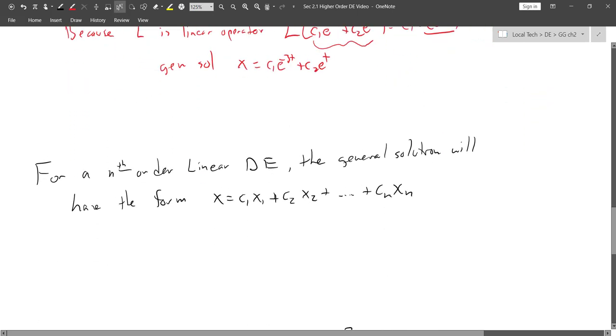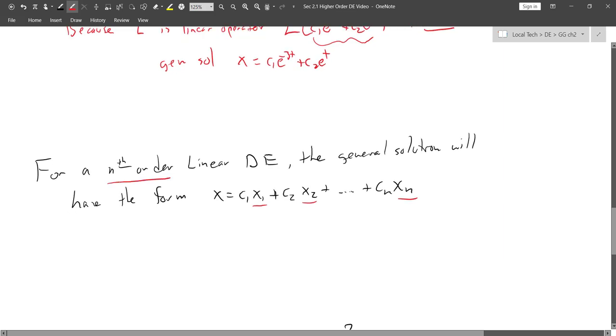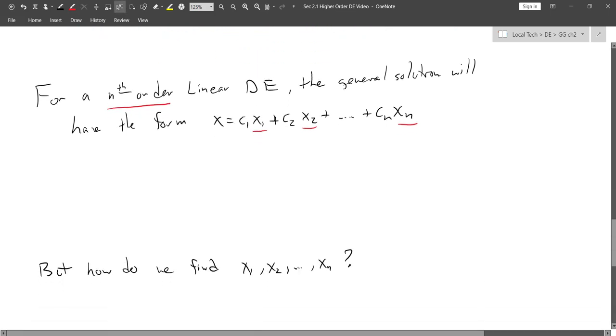we'll say that for an nth order differential equation, the general solution will have the form of C1 times the first solution plus C2 times the second solution plus dot dot dot plus Cn times the nth solution. And for an nth order differential equation, we'll have these n solutions in our general solution. Of course, the big question we still have is, how do we actually find these solutions, the x1, the x2 to xn? In our first example, we were given x1, x2.